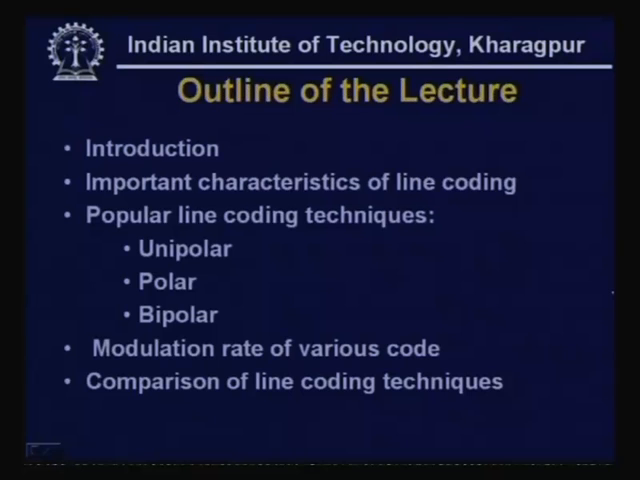Here is the outline of the lecture. First, I shall give a brief introduction, then we shall discuss the important characteristics of line coding, then popular line coding techniques such as unipolar, polar and bipolar. Then we shall consider a very important characteristic, that is the modulation rate of various codes that we shall discuss in this lecture. Then we shall compare the line coding techniques that we shall cover in this lecture.